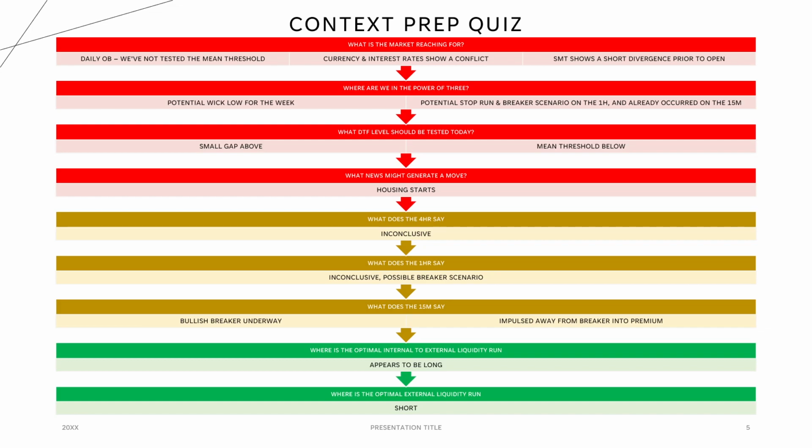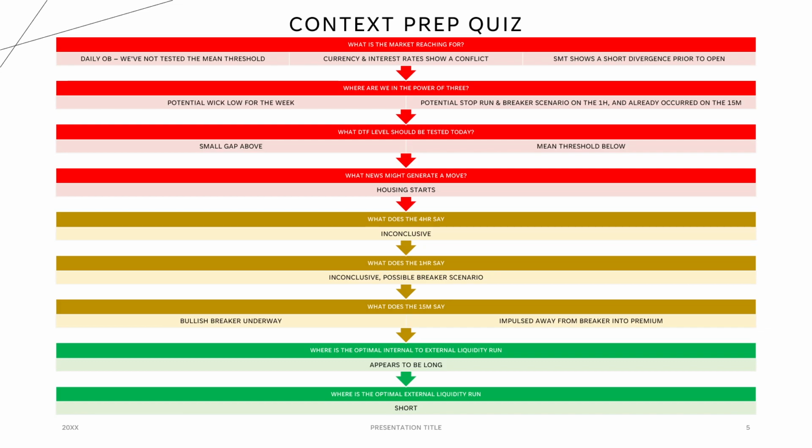So we could see a stop run on a breaker scenario that had already occurred, and the 15-minute might happen on the 1 hour. So then if that was going to be the case, what daytime frame level should be tested? Well, the small gap above if we're right, and the mean threshold of the support level below if we're wrong. What news might generate that? Well, housing starts. So we saw that.